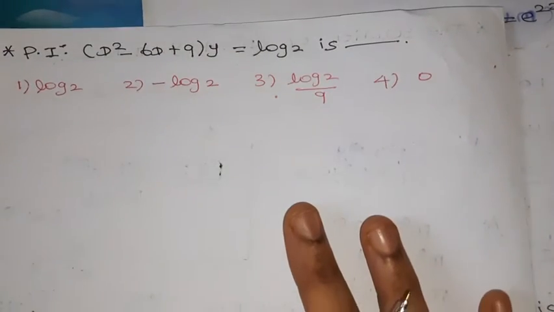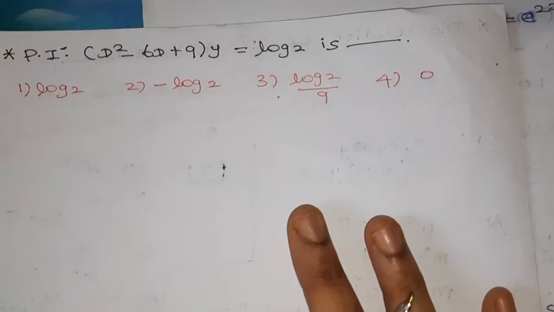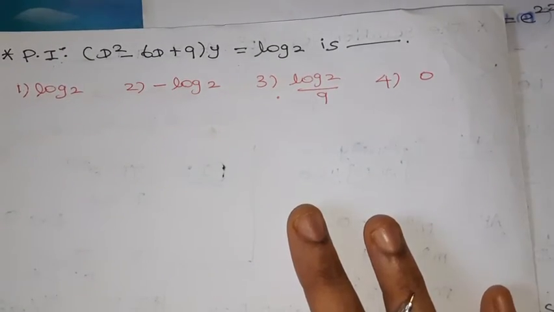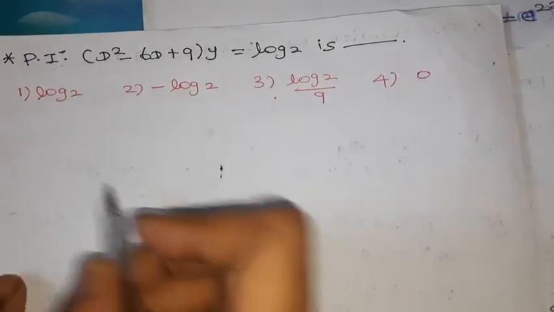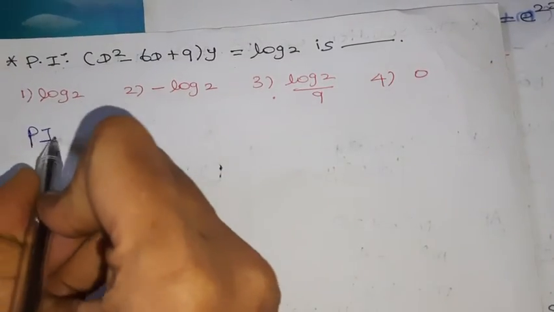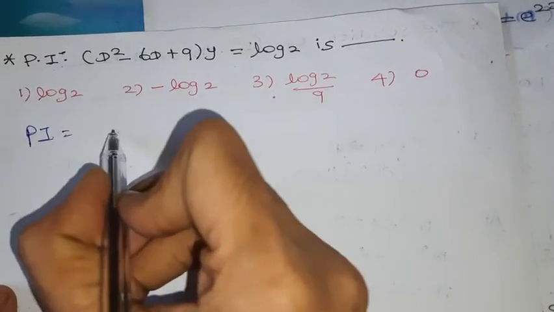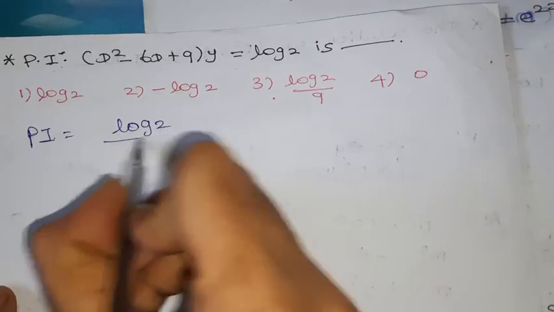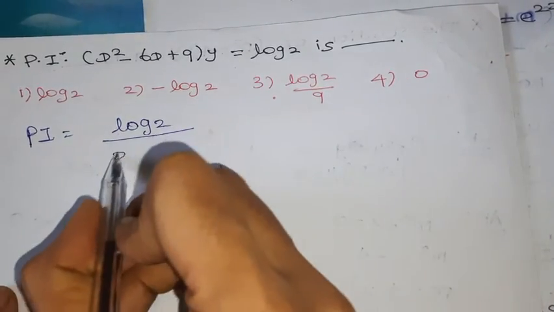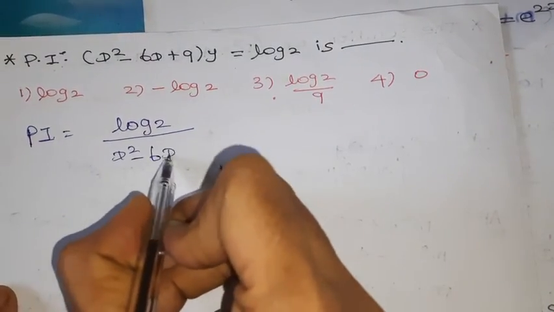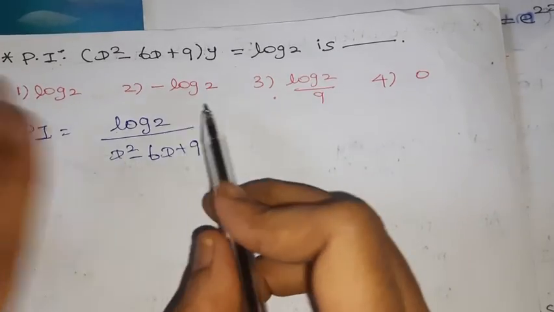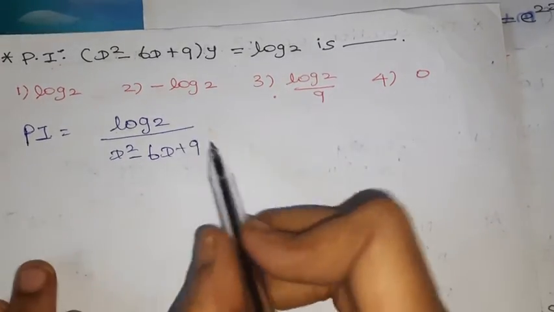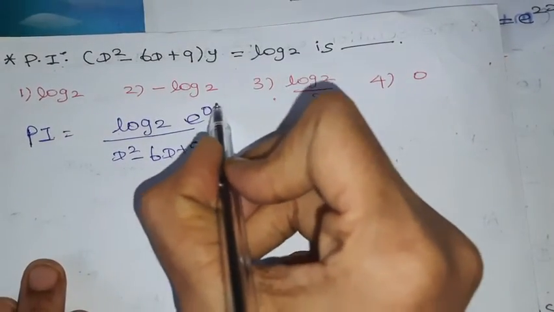We'll move on to the next one. We need to find out the particular integral for the given problem. For the particular integral, we use the RHS, log 2, divided by f of D, given as D square minus 6D plus 9. Here nothing else is present, so we can substitute e power 0x.